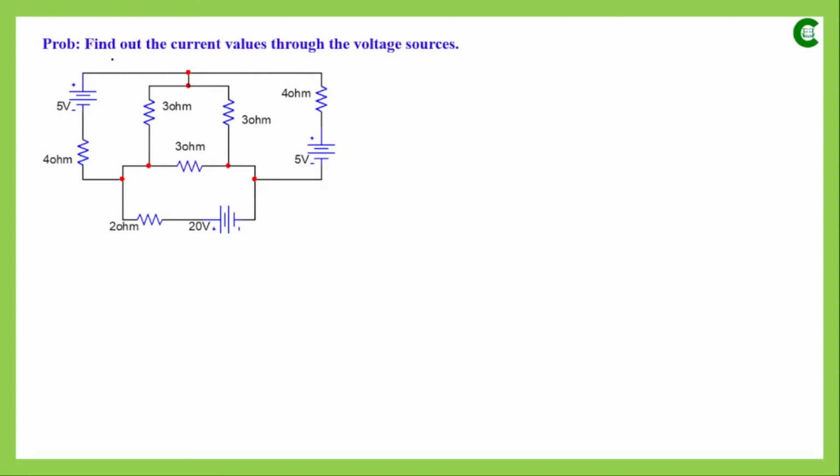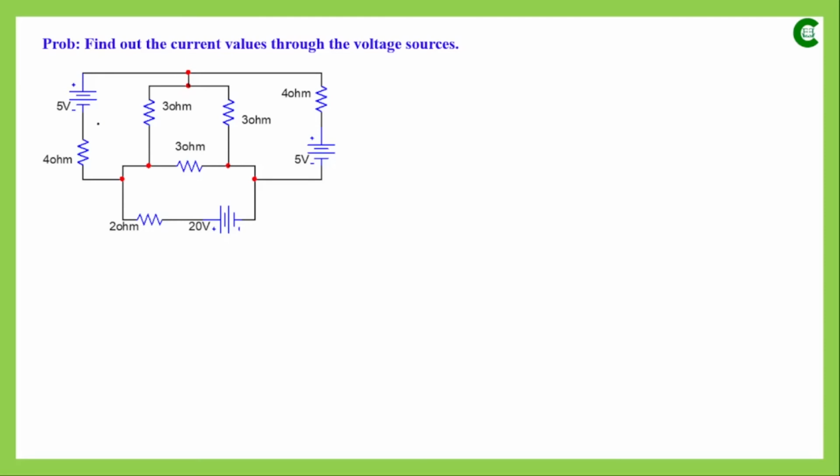So here the problem statement is to find out the current values through the voltage sources. Here we have 6 resistors and 3 voltage sources. Apparently this circuit looks a bit more complex than the previous circuits, but we have to simplify it step by step, and finally find out the currents which are flowing through these voltage sources.